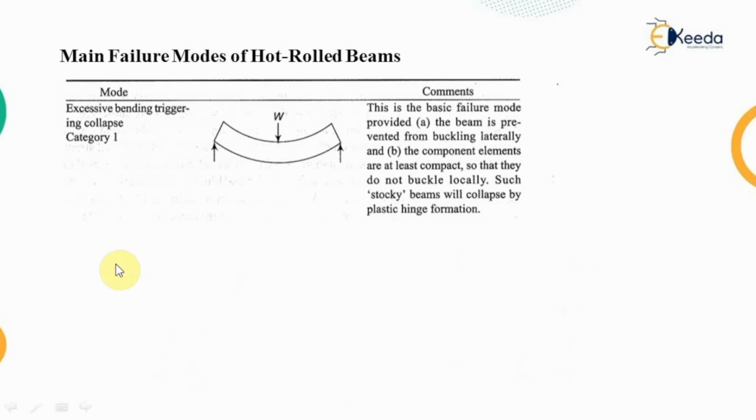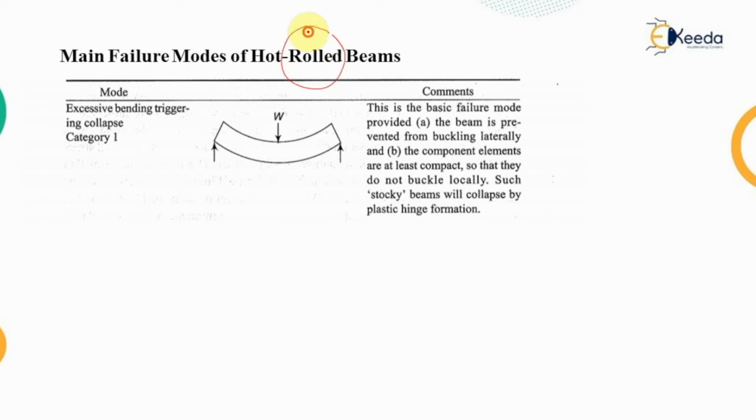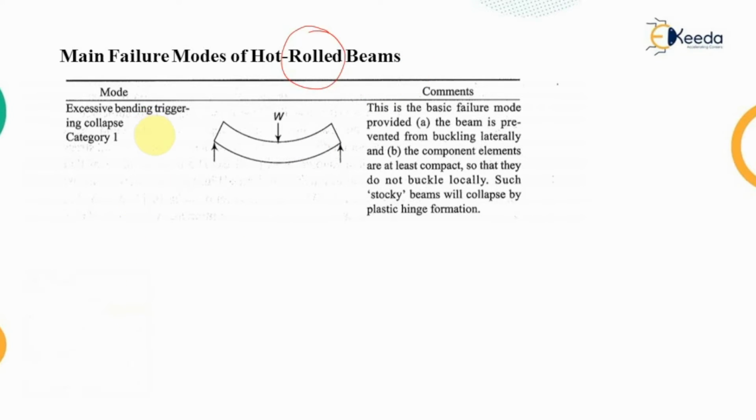Now, for the hot rolled beams, that means the rolled beams that we are usually providing for the beam section, we are having four categories of the failure criteria. In category 1 of the failure criteria, it says that whenever the beam is failing under excessive bending, it may be collapsing. That is the first criteria, and it is when the beam is prevented from buckling laterally.